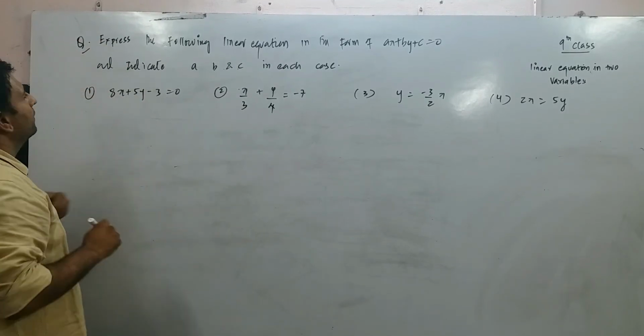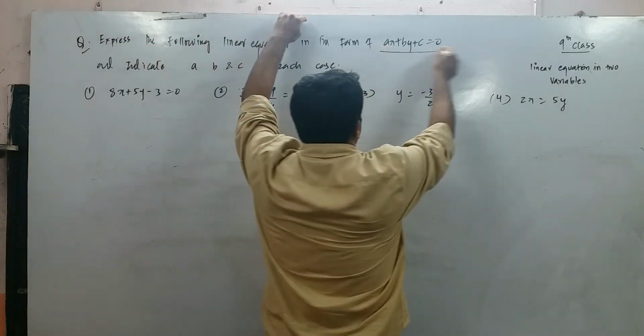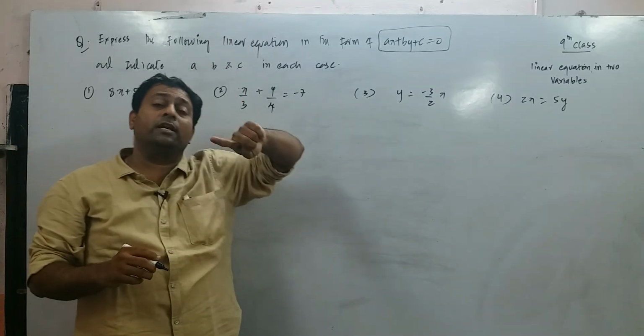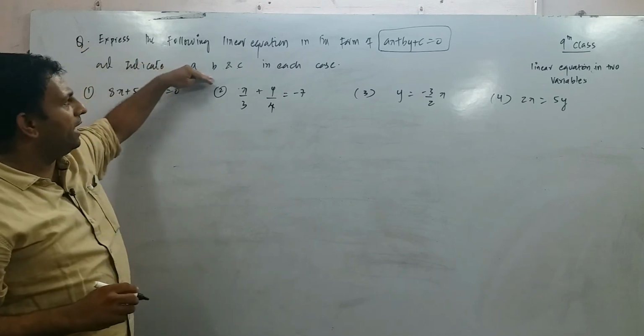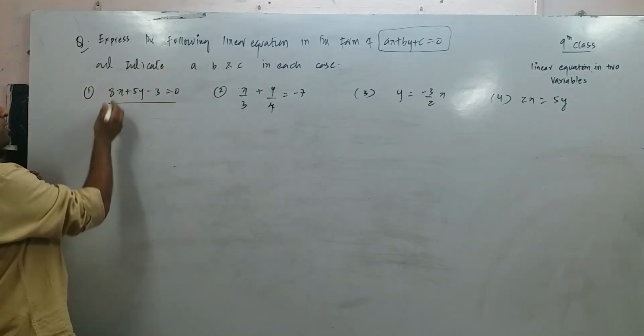Yes children, I read the question for you. Express the following linear equation in the form of ax plus by plus c. What is ax plus by plus c? It is called as a general form of linear equation. Alright. And indicate a, b and c in each case. Very simple, straightforward question. Ax plus by plus c form already given to you.